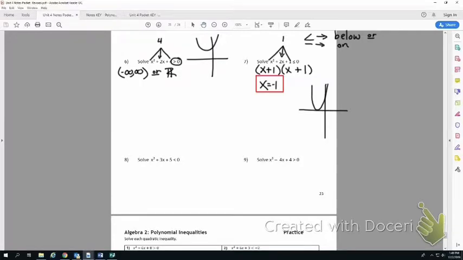Okay, looking at number 8. Again, you can't factor it, so you've got some parabola that's above the x-axis. So how much of the parabola is below the x-axis? None. So no solution. Last one, number 9. What factors of 4 add up to negative 4? Negative 2 and negative 2. So what is my only solution on this? X equals 2.